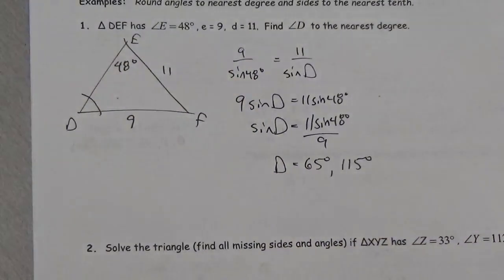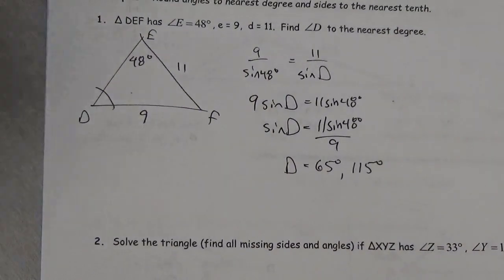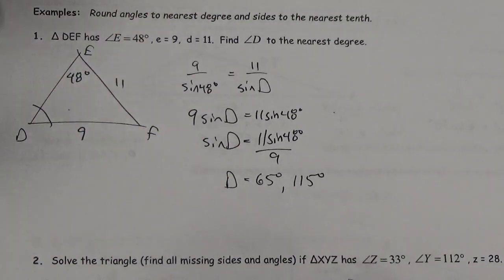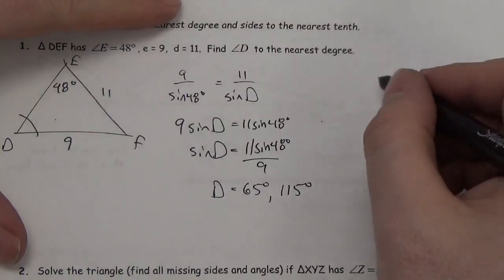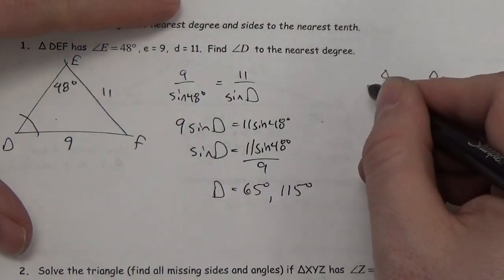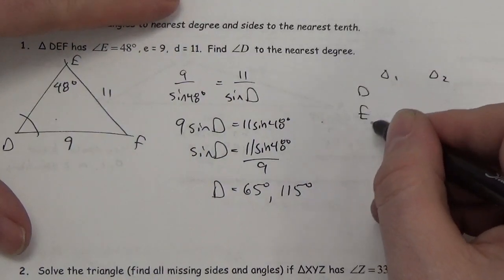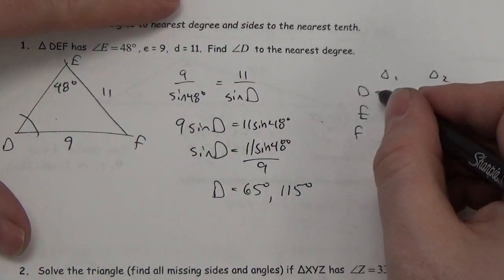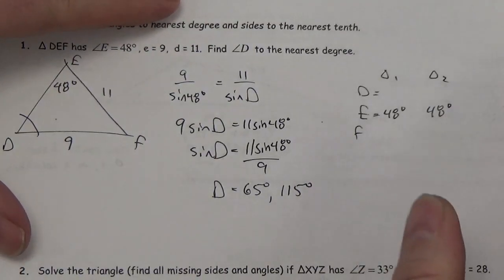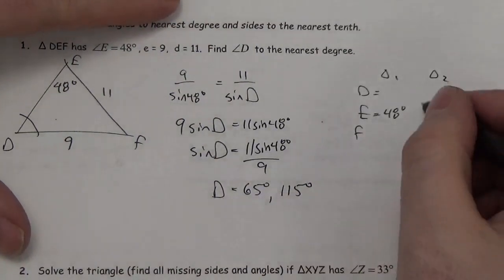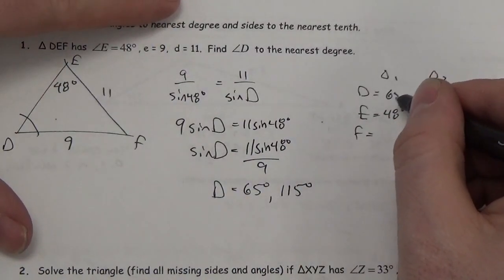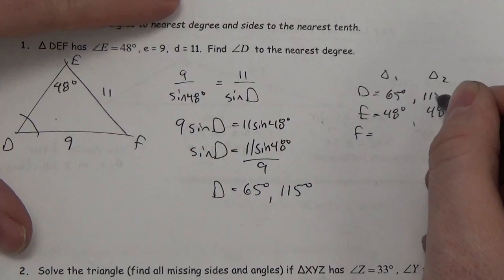Now, I don't know if those both work. Here's how you check. So I have two scenarios here. I've got two triangles, triangle 1, triangle 2, and I've got angles D, E, and F. So I know that angle E is 48 degrees regardless, because that was what was given to me in the problem. I can't play with that. But now I've got two options for D, 65 degrees and 115 degrees.